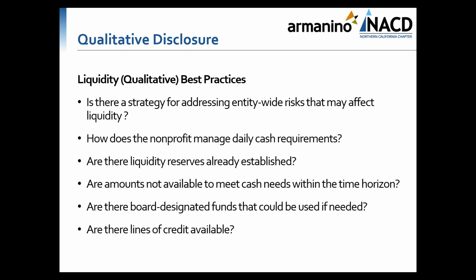We talked about liquidity reserves, whether or not you've got anything established already. We talked about identifying amounts that are not available to meet cash needs within the time horizon. So anything that's restricted, locked up, contractual limitations, any of those things that we spoke about on the previous slides. Board designated funds. Many of you, as we mentioned, probably have board designated funds for endowment or other purposes, but maybe some of you, and I've seen this with a lot of my clients, have rainy day funds essentially for general operating purposes that are available if needed. All definitely important components for this analysis. And then lines of credit, or other sources that are available and could be available in cash if needed.